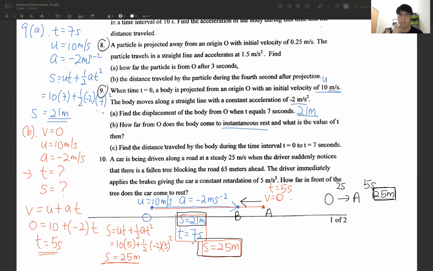So that answers that part. The last question asks, find the distance traveled by the body during the time interval of 0 to 7 seconds. You want the distance traveled from 0 to 7 seconds, so distance is the length of path traveled. In the first 5 seconds it goes from O to A, which is 25 meters. Then in the next 2 seconds, to 7 seconds, it goes from A back to B, which is 25 minus 21, so 4 meters. Add 25 meters and 4 meters and the answer is 29 meters. This is the distance traveled. So that is for 9C.